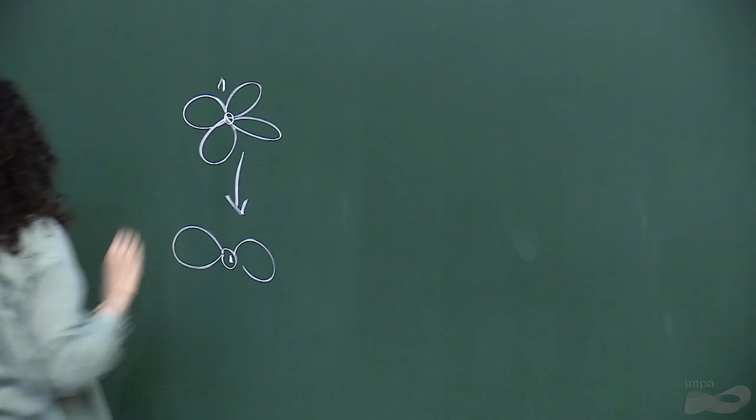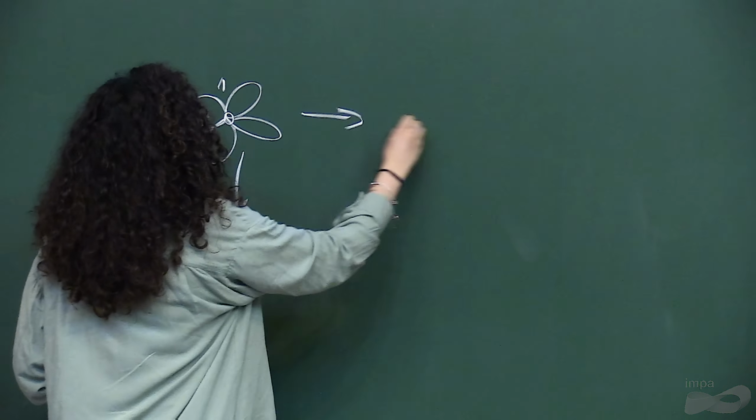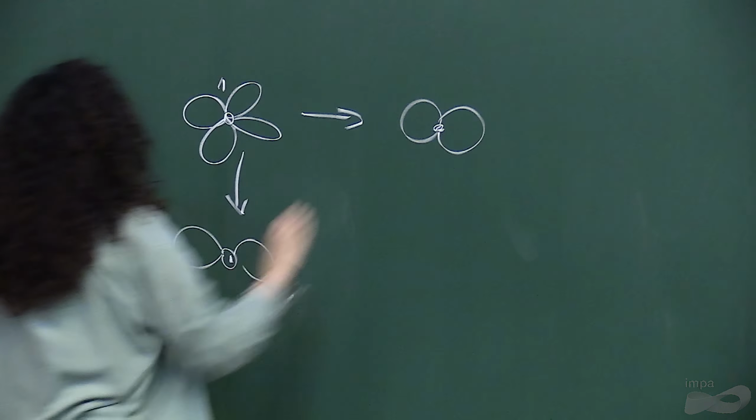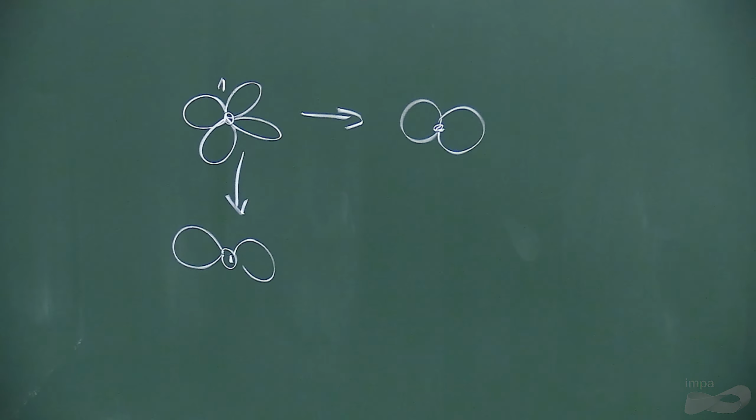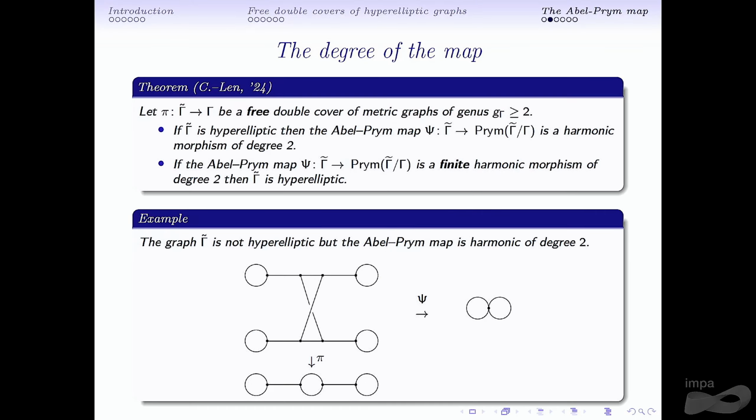Where here we have 1. And this is the double cover. And we can check that now the map is a harmonic morphism of degree 2, even though we didn't start with a hyperelliptic graph.